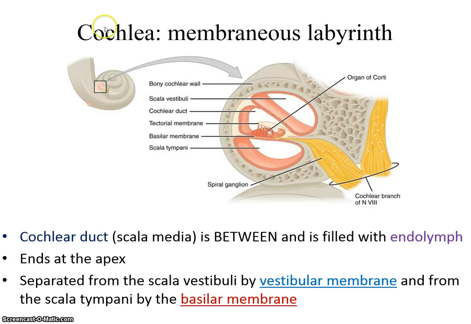All right, so again, within the cochlea, the membranous labyrinth is the cochlear duct or the scala media, and it's between the scala vestibuli and scala tympani, and is filled with endolymph. It ends at the apex. It's separated from the scala vestibuli by a vestibular membrane, which is what we're calling this here, right? And from the scala tympani by the basilar membrane, which they show you here. I always remember this one because it's the base where the organ of Corti sits on it. And of course, the vestibular membrane is named because it's associated with the scala vestibuli. So that's the way I keep them straight.